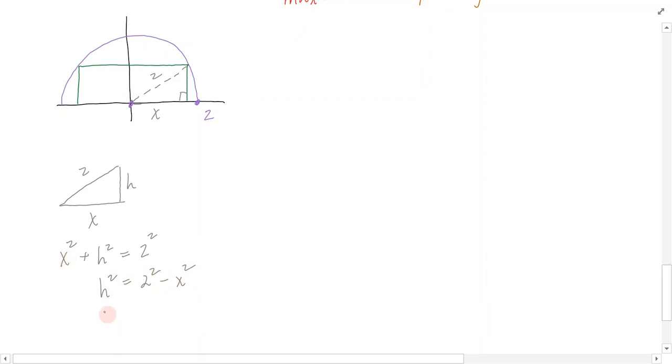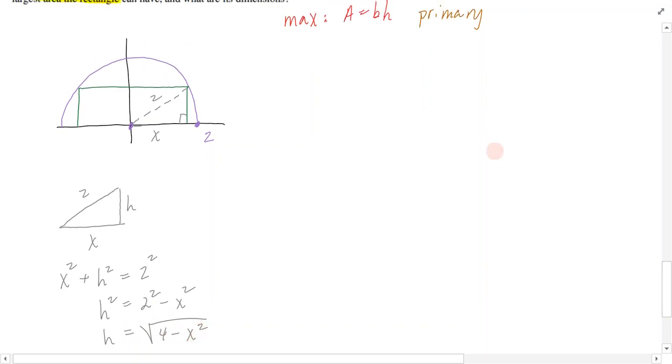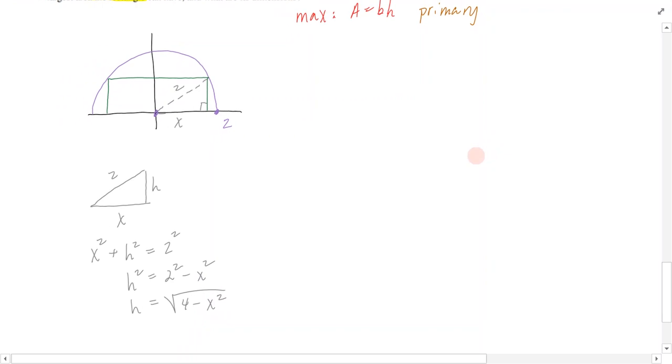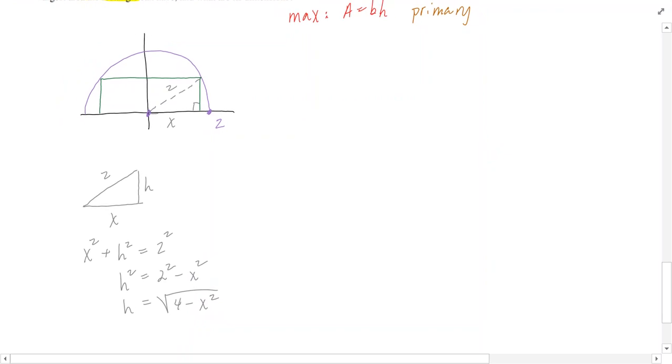And then I can take the square root of both sides, and I find out that h would be equal to the square root of 2 squared, which is 4, minus x squared. And it's kind of up there at the top is our primary equation, but what we really ended up finding here, and I'm going to put this on my drawing so it's a little clearer, h is equal to the square root of 4 minus x squared.